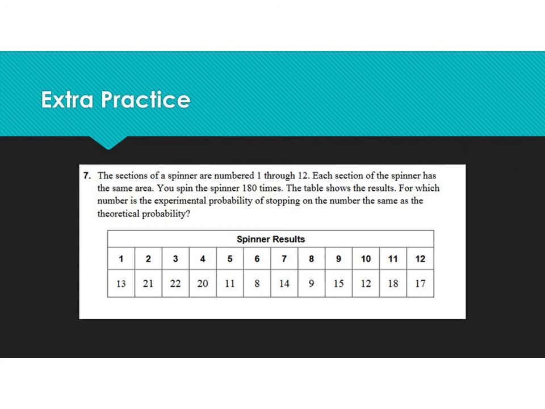For which number is the theoretical probability of stopping on that number the same as your experimental? If we look at that, theoretically, you should have landed on every number 1/12 of the time. Well, what is a 12th of 180? Using my calculator, a 12th of 180 gives me 15, and so which one did I land on 15 times? That would be 9. So that one has the same experimental as it did theoretical.